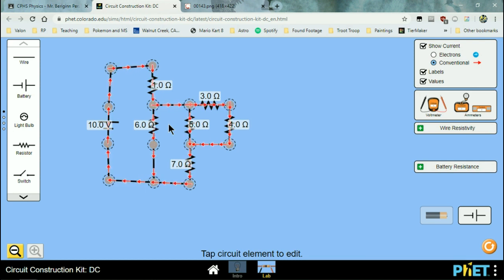So what I'm going to do is find, just like with the worksheet, the total current, the total resistance, and the individual voltage and current for all of these resistors. And I'll show you the process for doing this. The first step for any of this is to figure out the total resistance. And my best advice for this is to go from the inside out.